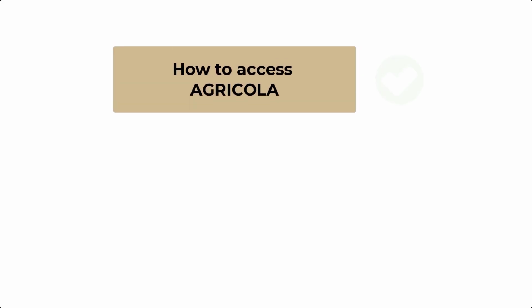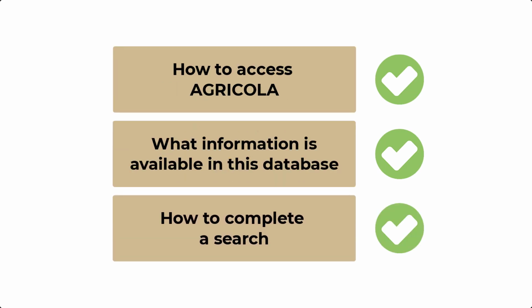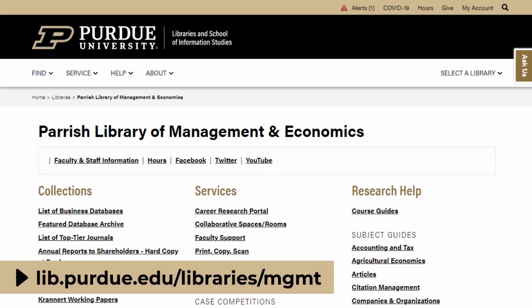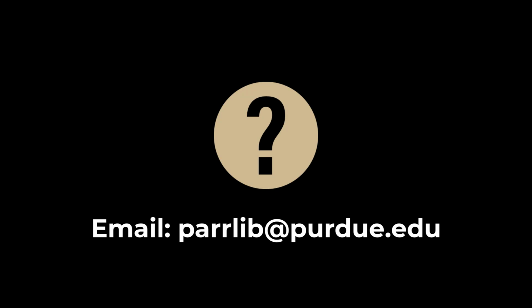Now you know how to access AGRICOLA, what kind of information is available in this database, and how to complete a search. For more information and other business-related resources, visit the Parish Library homepage at lib.purdue.edu/libraries/mgnt for management. If you have any questions, please contact the Parish Library at parlib@purdue.edu.